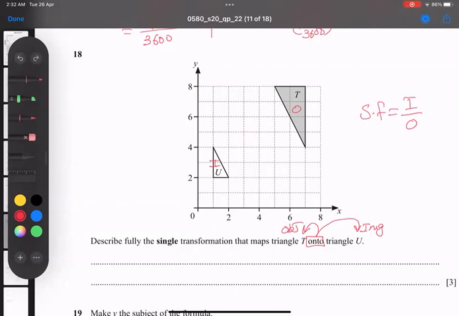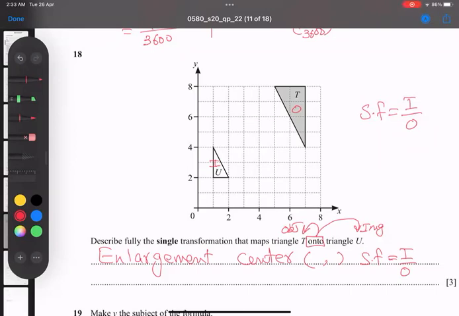So is it a translation? No way. Is it a reflection? No way. It is an enlargement. Enlargement doesn't mean it becomes a bigger shape, it can be smaller as well. I have to find the enlargement center, and then I will find the scale factor. The formula is image divided by object. So we'll have a look now at how we can do it.